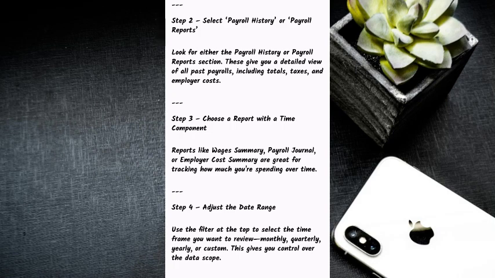Step 4, adjust the date range. Now you can use filter at the top to select the time frame that you want to review. Could be monthly, quarterly, yearly, or custom. This gives you control over the data scope.